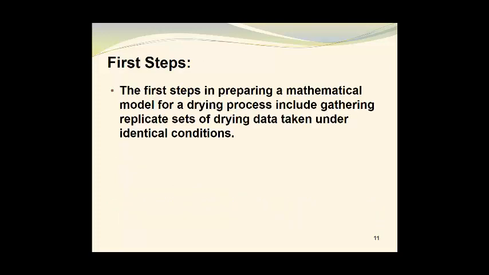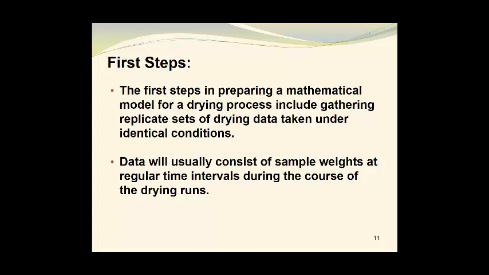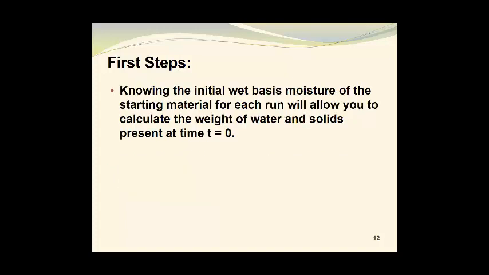The first steps in preparing a mathematical model for a drying process include gathering replicate sets of drying data taken under identical conditions. Data will usually consist of sample weights at regular time intervals during the course of the drying runs. Knowing the initial wet basis moisture of the starting material for each run will allow you to calculate the weight of the water and the weight of the solids present at time t equals 0.